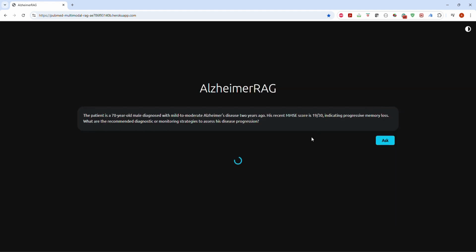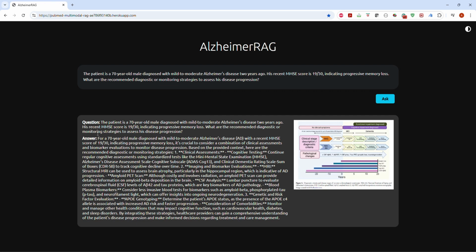This way it helps in guiding the clinician or the researcher in managing the disease. As you can see, this is the answer for that. It has provided the recommended diagnostic and monitoring strategies for this particular disease.